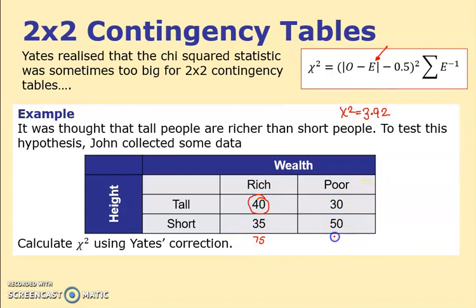So that's 75, that's 80, that's 70 going across, and that's 85. And to get this first expected value, I'm just going to draw up a table: rich, poor, tall, short. And to get this calculation, you do 70 times the 75 divided by the total of them, and I think there's 155 in total.